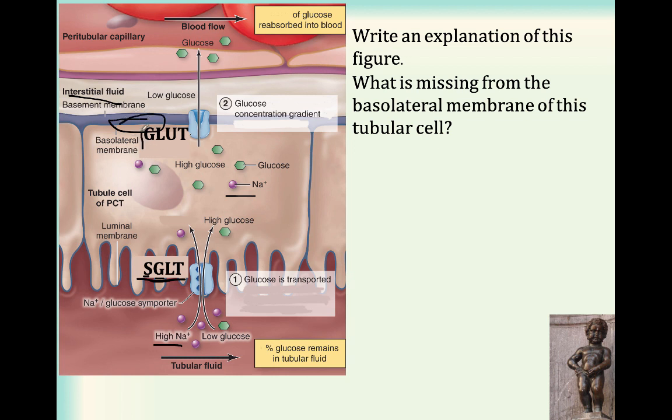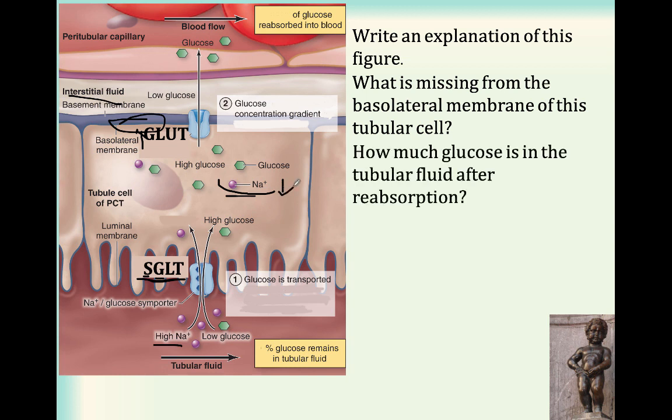So what is it that should be here that isn't? What you should have said is that what should be here would be those sodium-potassium pumps, so that we can pump the sodium out and keep the concentration of sodium in the cell nice and low. We don't want much sodium here.